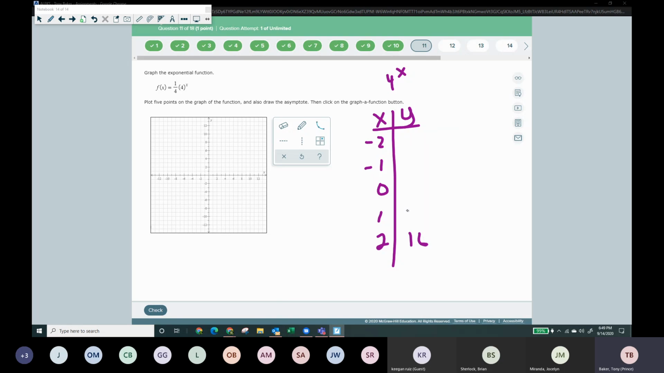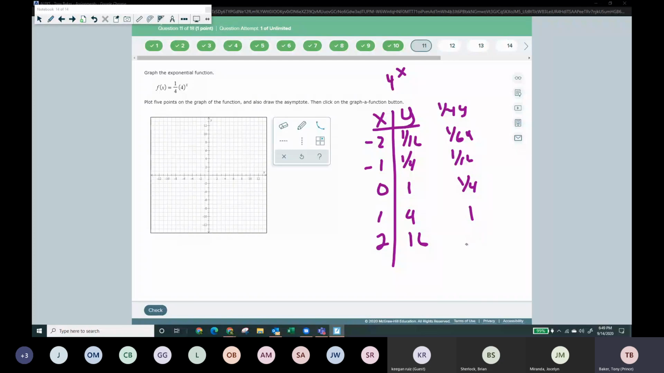So it's 16, 4, 1, 1/4, and 1/16. Now I have a 1/4 outside. Now that 1/4 is outside of the parentheses. So I'm going to multiply the y's by 1/4. So it's 1/4 y.